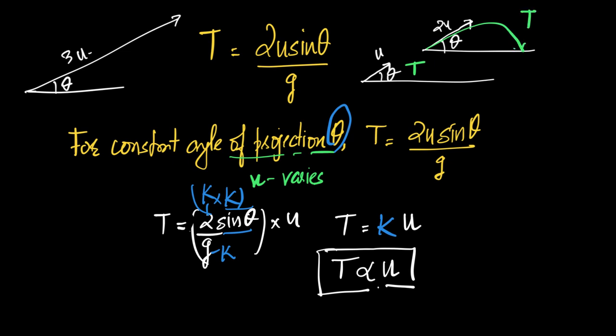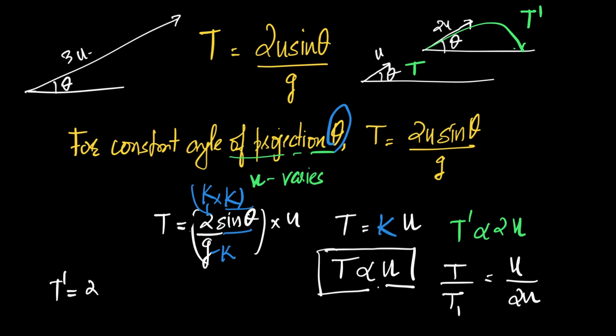When T is proportional to u, let us say this was T, and in this case the time of flight is T dash. So we can write here that T is proportional to u, and T dash will be proportional to 2u. In which case, if you take T by T dash, what do you get? u by 2u. Either way, T dash is 2T, or in general T dash will be equal to n times T. So I think these are the minimum variations that you should be knowing.